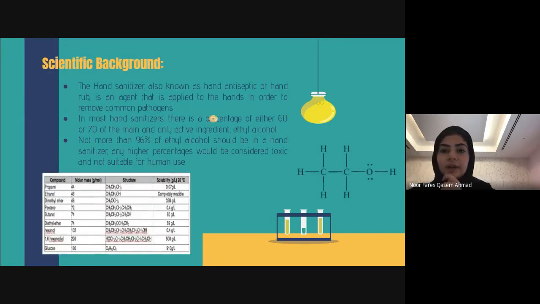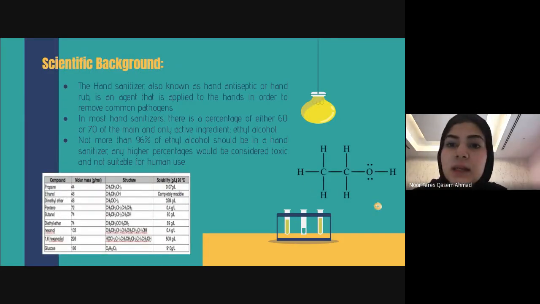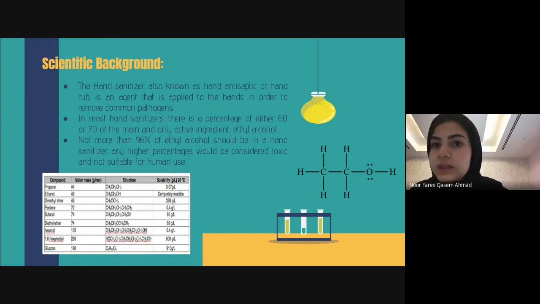Now to the scientific background. The hand sanitizer, also known as the hand antiseptic or hand rub, is an agent that is applied to the hands in order to remove common pathogens. In most hand sanitizers, there's a percentage of either 60 or 70 of the main and only active ingredient, ethyl alcohol or ethanol alcohol.